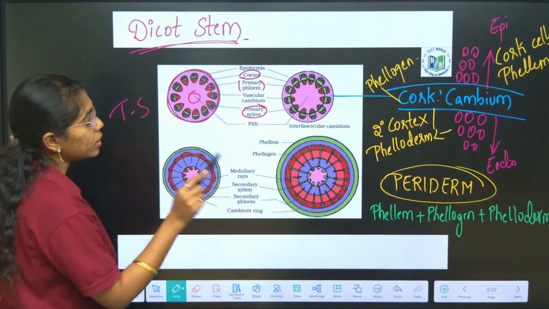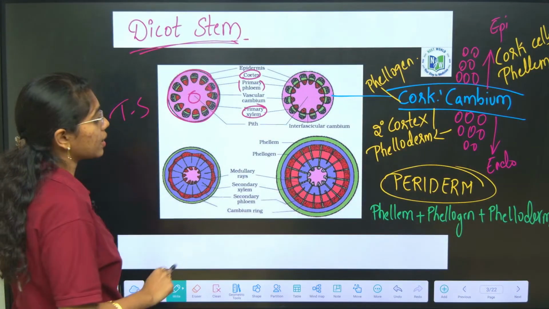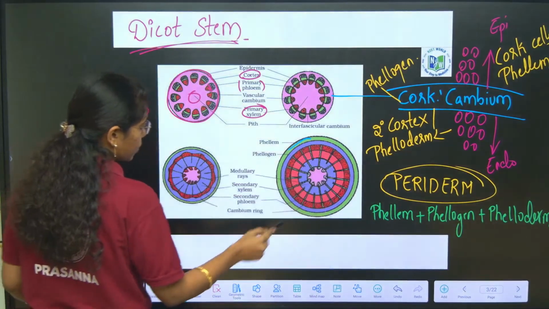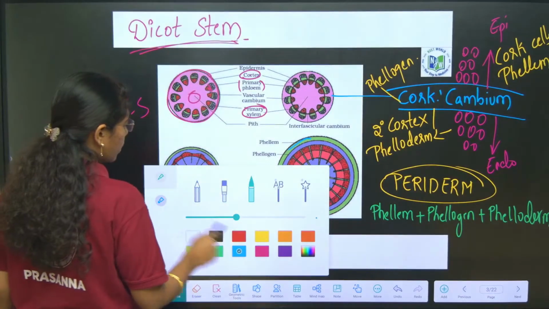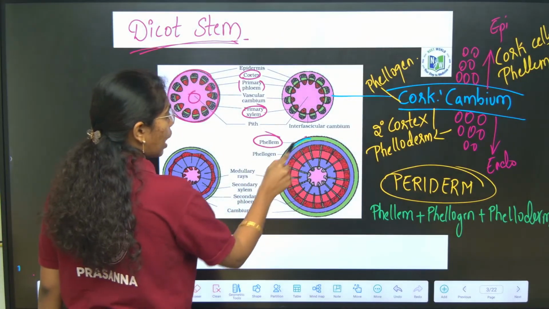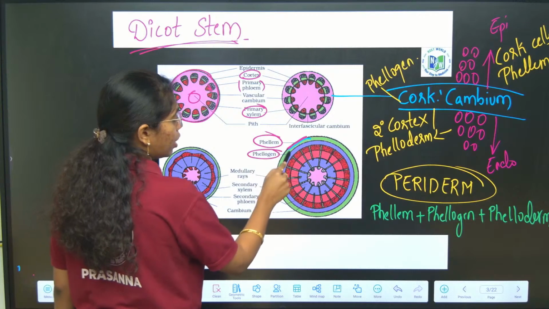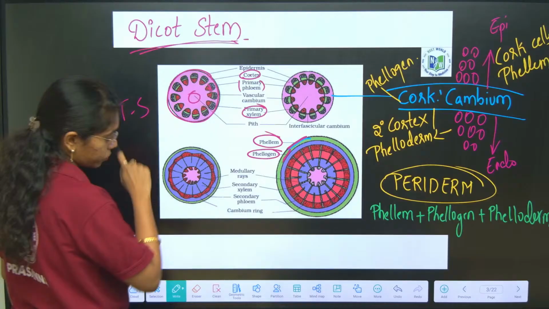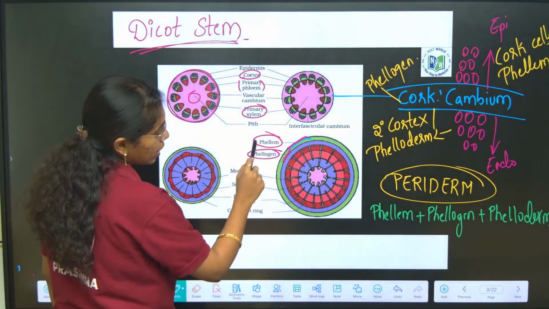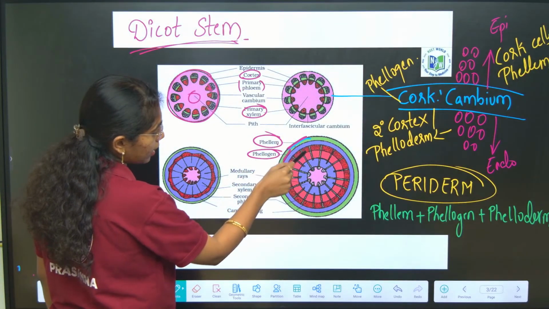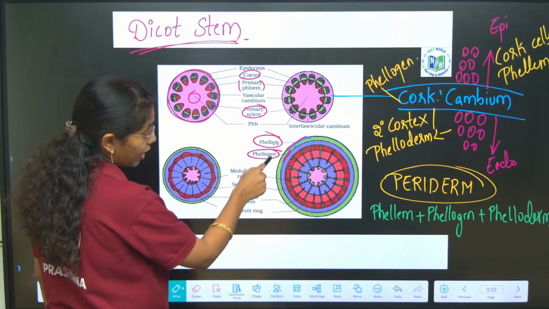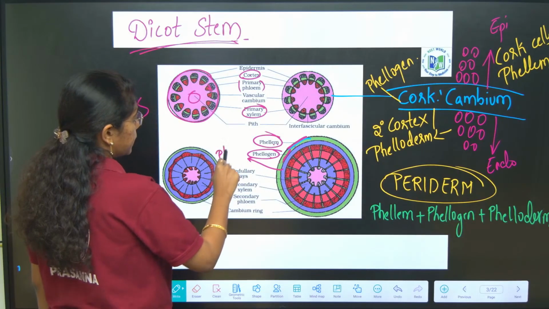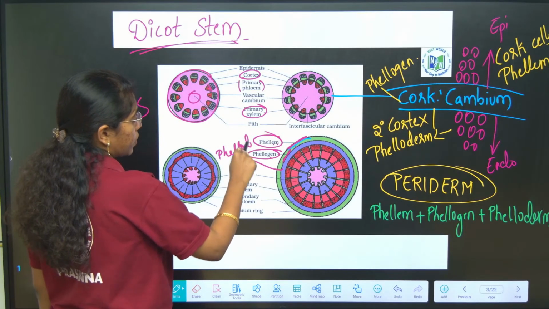Now, we are clear with the secondary growth that happens in the cortex region. So, the outermost layer here you can see it is phellem. Fine, right? So, the outermost layer over here is what? Phellem is the outermost layer, followed by phellogen, and then phelloderm, the secondary cortex. Fine, right.